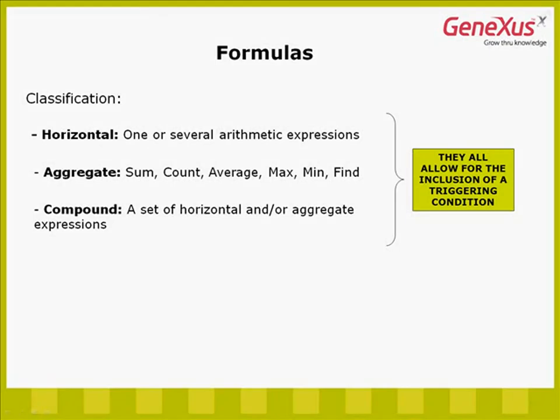Formulas are classified into one of three categories. We can classify them as horizontal formulas when we are dealing with one or more arithmetic expressions, as aggregate formulas, which include sum, count, average, max, min, and find, and compound formulas, when dealing with a set of horizontal and/or aggregate expressions. It's important to mention that all the formulas allow for the use of triggering conditions.